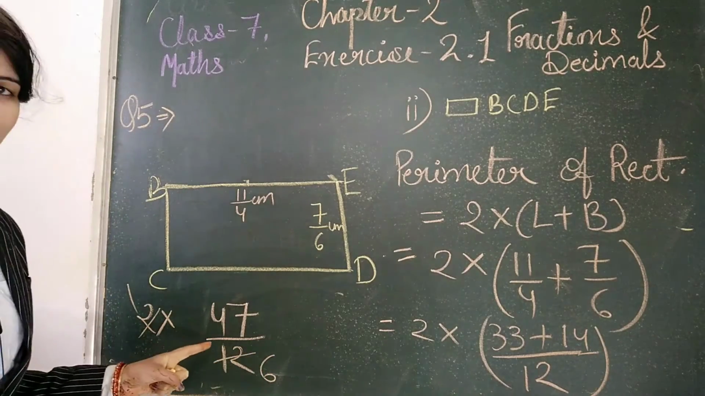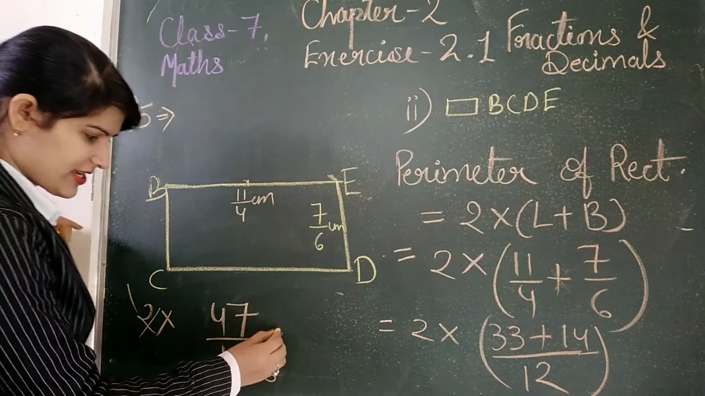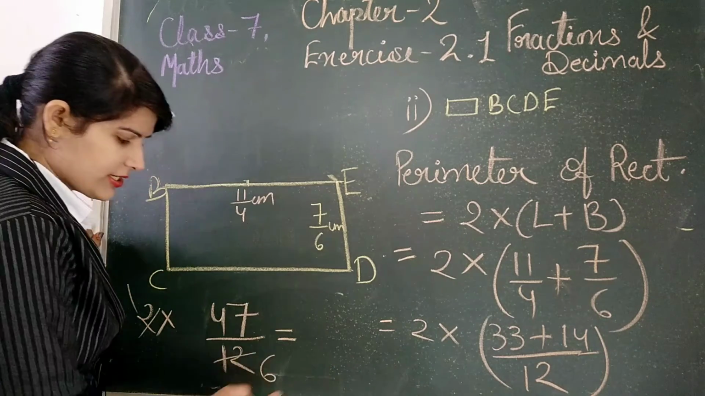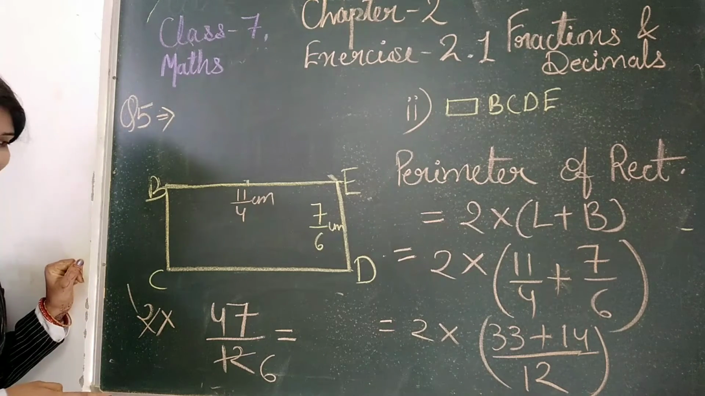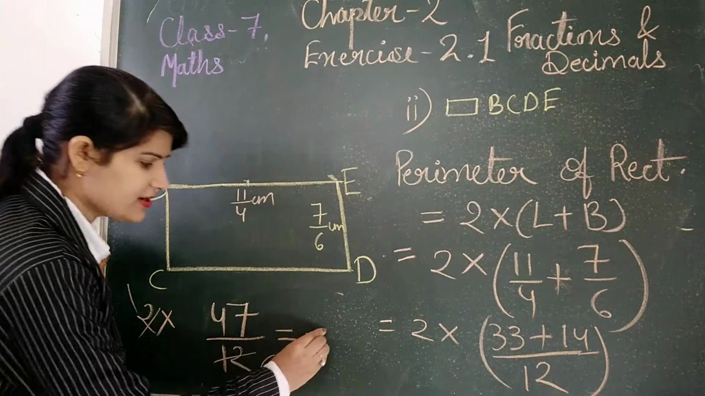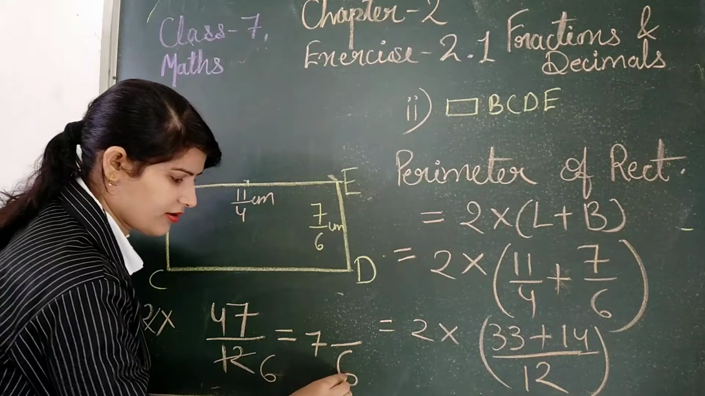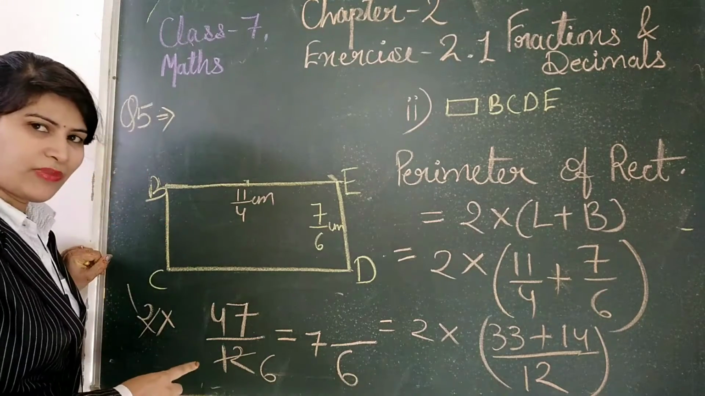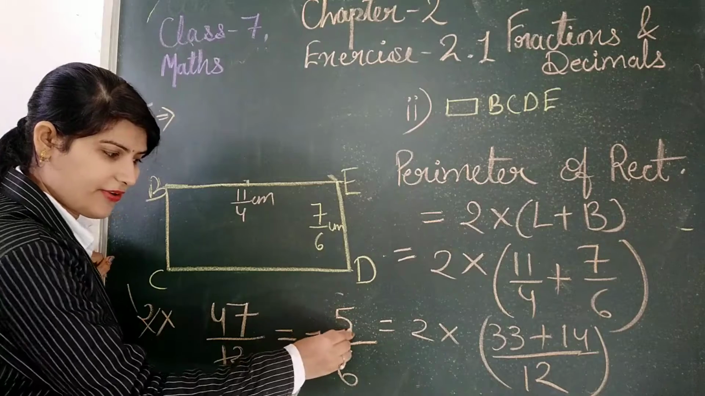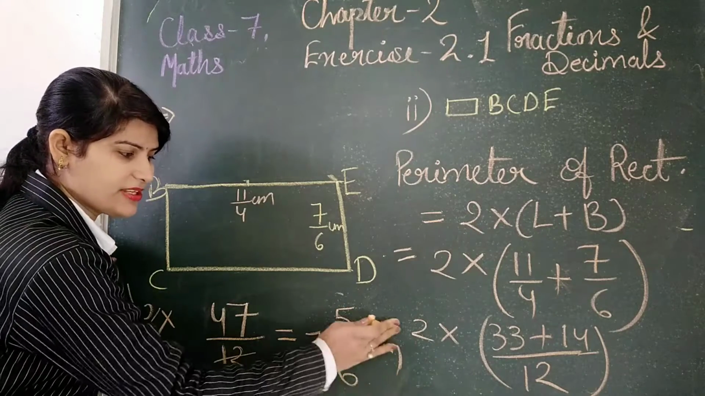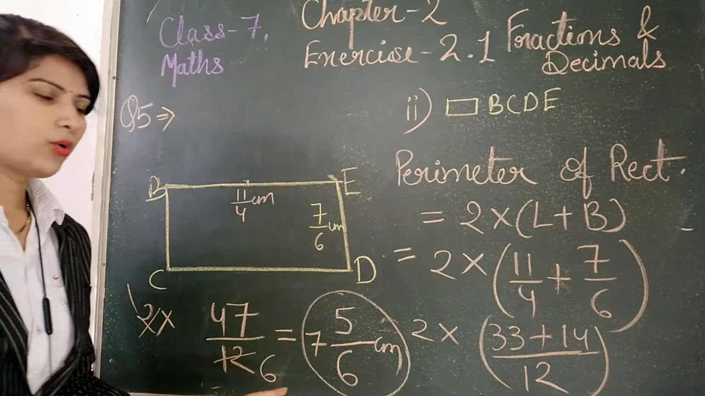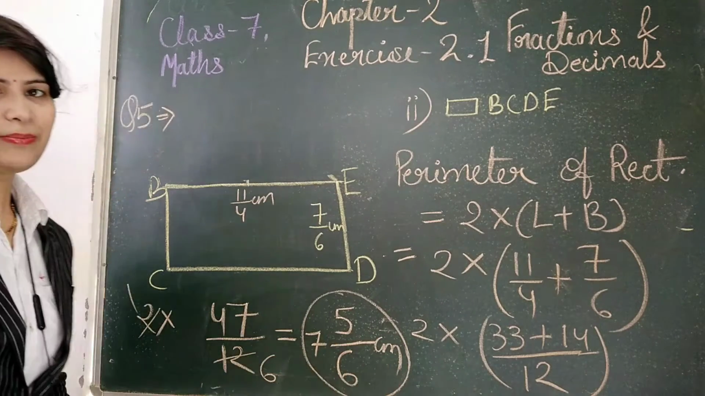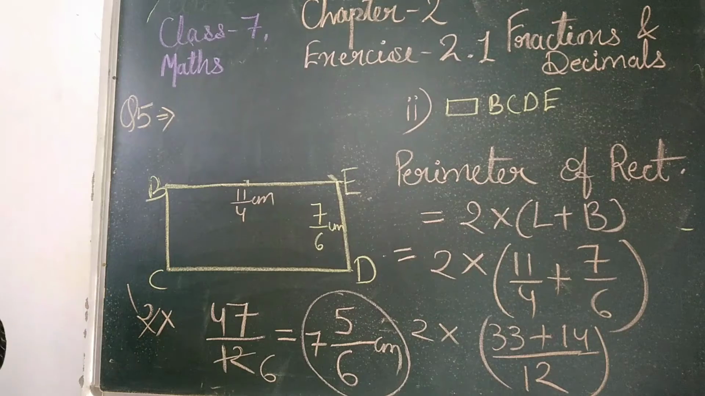Now can you convert this into a mixed fraction? Yes. How can you convert? 6 sevens are 42, and 6 eights are 48. So 6 sevens are 42. Okay, what is the remainder? 5. So that means the answer to this question is 7 whole 5 upon 6 centimeter, the perimeter of the rectangle. Okay.